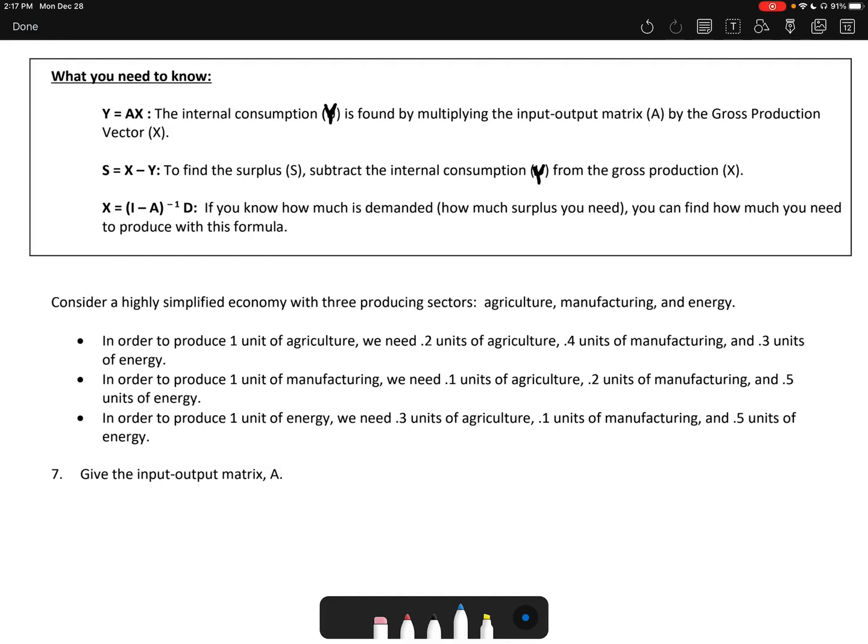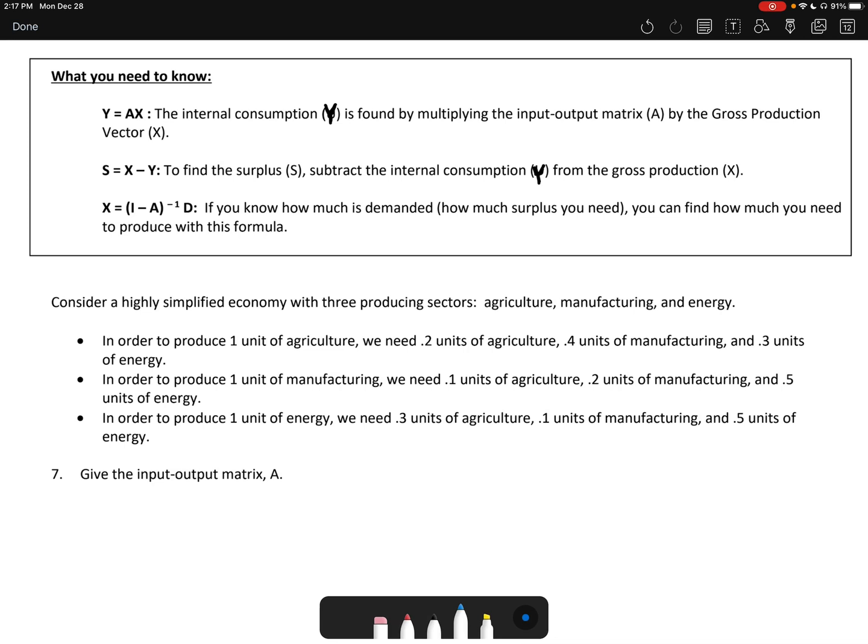Okay, so the most important pieces for you to know about the input-output section are these equations. Y equals AX, that's how you find the internal consumption or output matrix. To find the surplus, you do X minus Y. And to find the gross production matrix, if you already know the external demand, you do (I minus A) inverse times D. So those are your three important equations that you're responsible for knowing. Let's do one more example where we use all of these again.